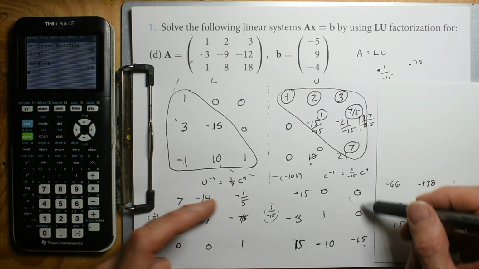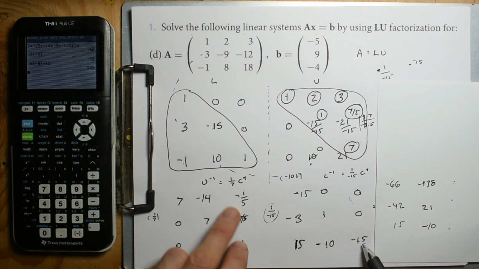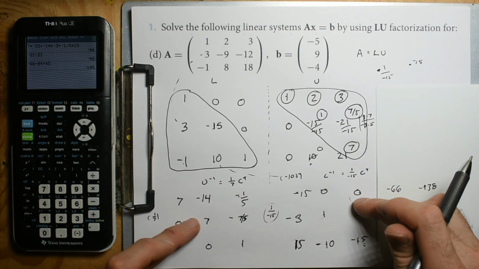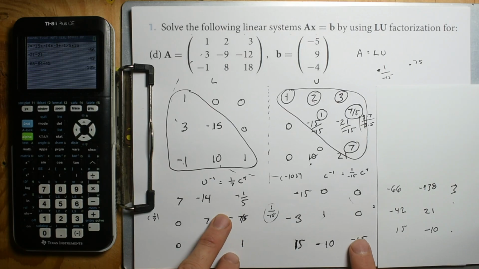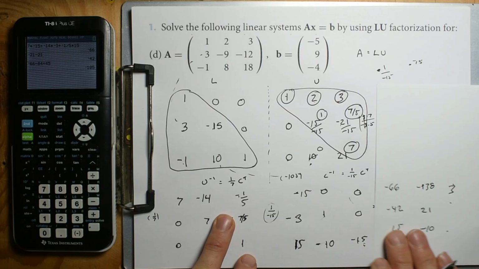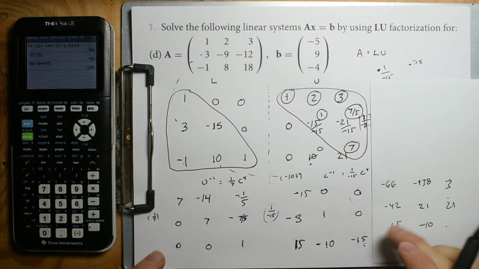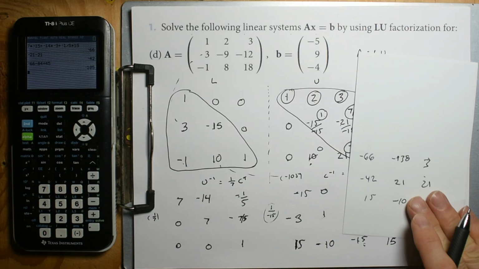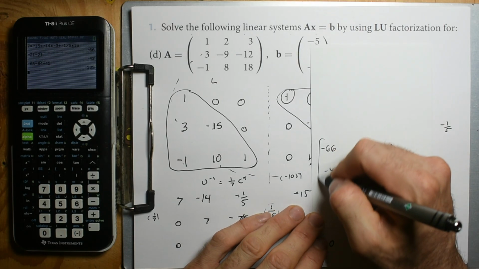First row, third column. Hey, this is going to be negatives make positive. This is 3. All right. Getting there. This is positive 3, 7, 21. Last one, it's going to be negative 15. Okay, hell yeah. And I think we're just good.